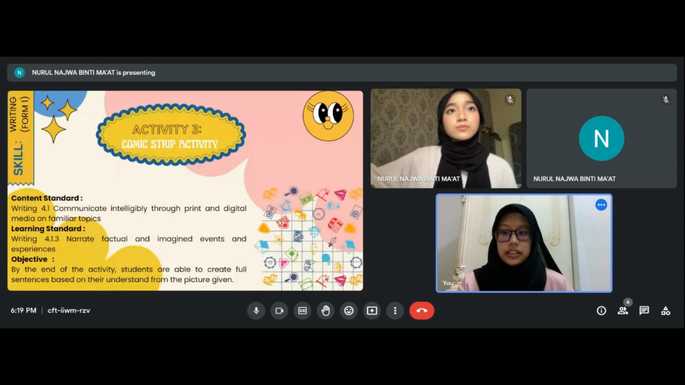This is our last activity, which is known as the comic strip activity. The content and learning standards are the same as the two previous activities. For the content standard, writing 4.1, communicate intelligibly through print and digital media on familiar topics. Learning standard, writing 4.1.3, the same as the two previous activities, narrate factual and imagined events and experiences. The only difference is the objective: by the end of the activity, students are able to create full sentences based on their understanding of the pictures given. Next slide.